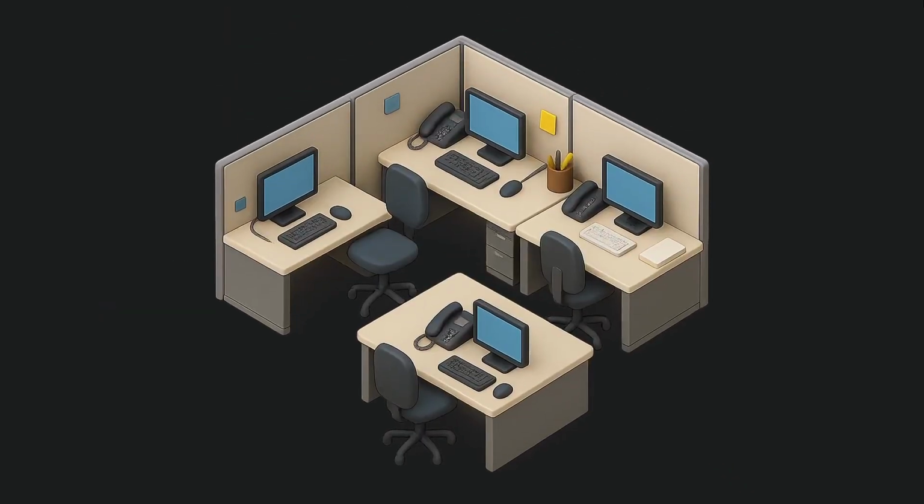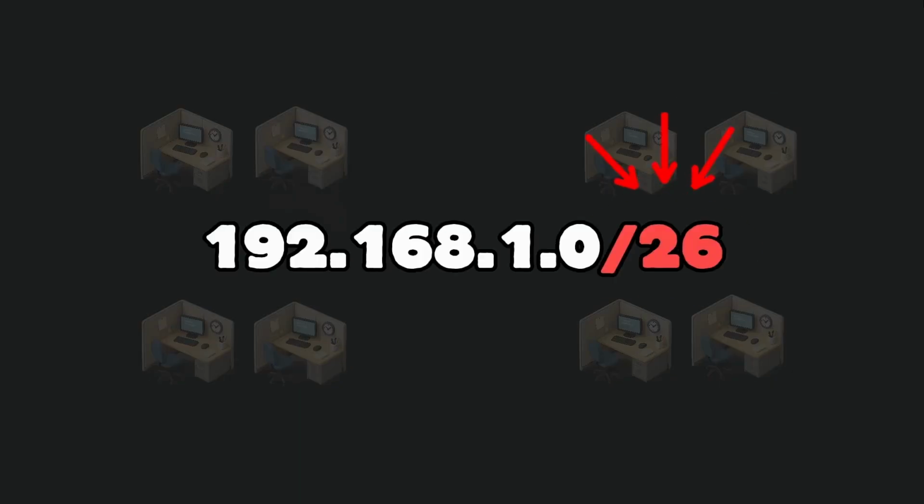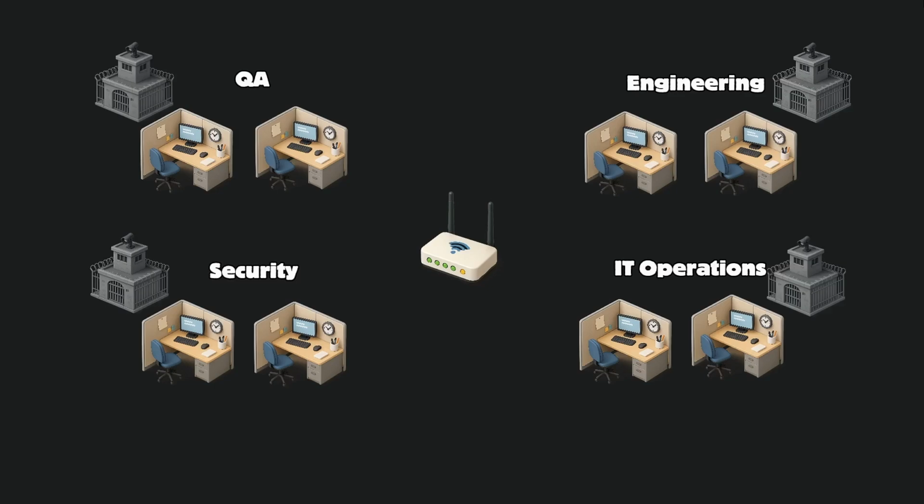A subnet divides a large network into smaller parts. For example, this represents a subnet. Large companies often assign different subnets to different departments. This reduces broadcast traffic. It also improves organization and security. Subnetting makes large networks manageable.